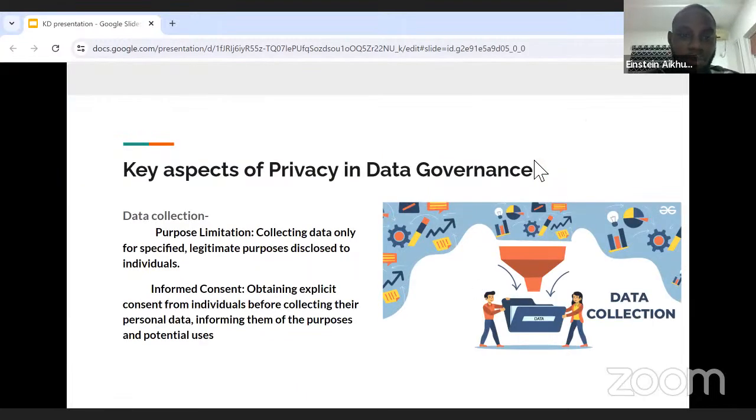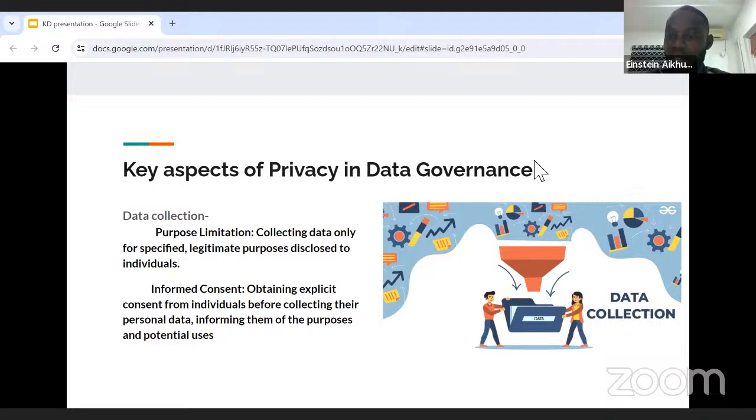Key aspects of privacy in data governance. The first key aspect is the data collection process. The data collection process has to uphold purpose limitation, collecting data only for specified and legitimate purposes disclosed to individuals. For example, if some of you use ChatGPT, once you sign up, they will tell you that some of the conversations you'll be having with the AI are going to be used to train it and do test runs on the data. And they will ask you if you're okay with that.